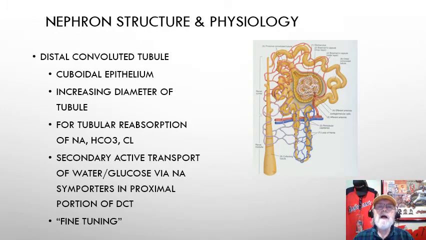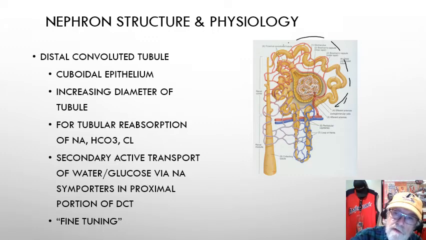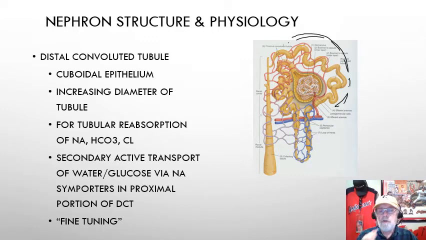Okay, the distal convoluted tubule. Now we're getting close to the end. This is cuboidal epithelium, and here's my distal convoluted tubule out in this area, and the tubules are getting bigger. Why? We're finally getting to the end point. There's some tubular reabsorption, sodium, bicarbonate, chloride and stuff like that, but in the distal convoluted tubule, the urine's almost there. It's really, really close, and they do a little bit of fine tuning at the distal convoluted tubule. There's going to be not just some reabsorption, but there's going to start to be a little secretion. They're putting stuff back into the urine in that distal convoluted tubule.